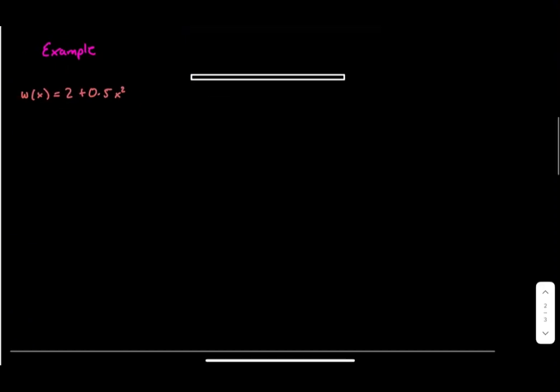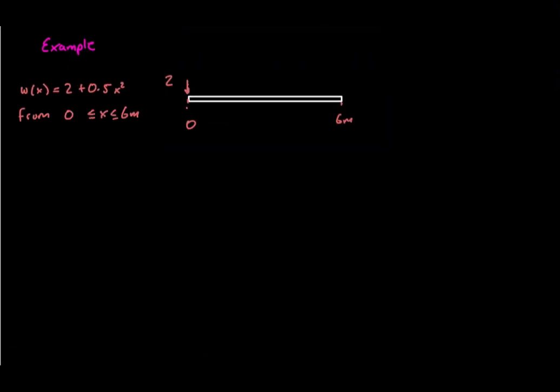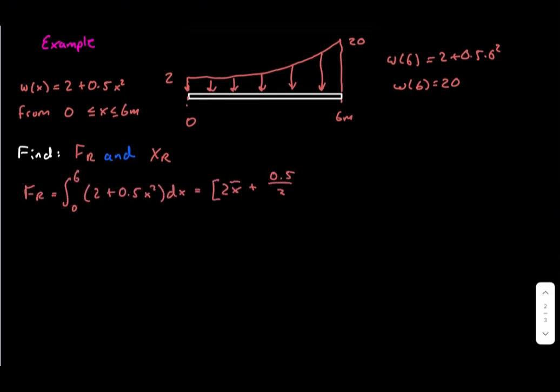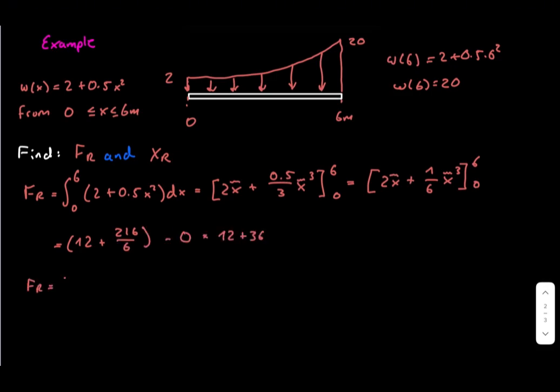Now consider the example W(x) = 2 + 0.5x² from 0 to 6 meters. To find the resultant force, we integrate from 0 to 6. The integral of 2 + 0.5x² gives 2x + (1/6)x³. Evaluating this from 0 to 6 gives 12 + 36, so the resultant force is 48 kilonewtons.